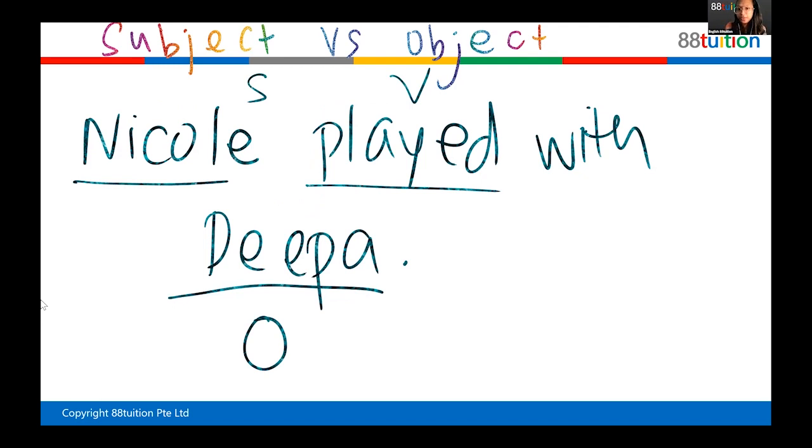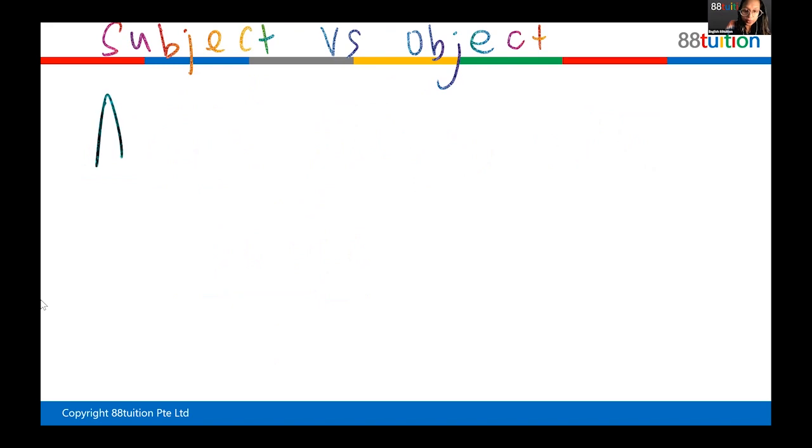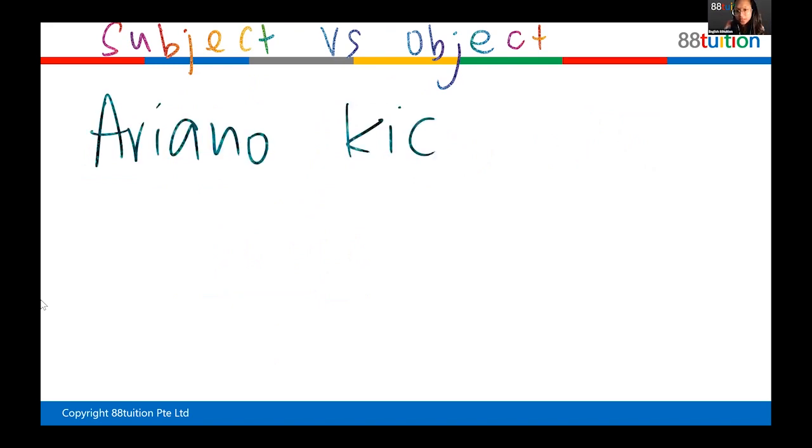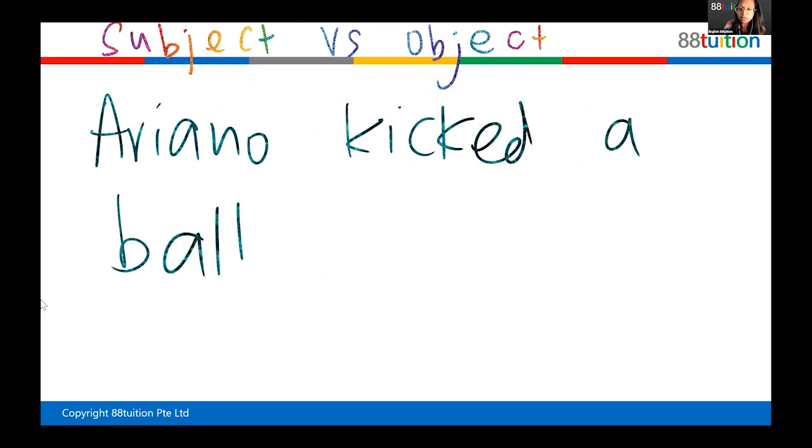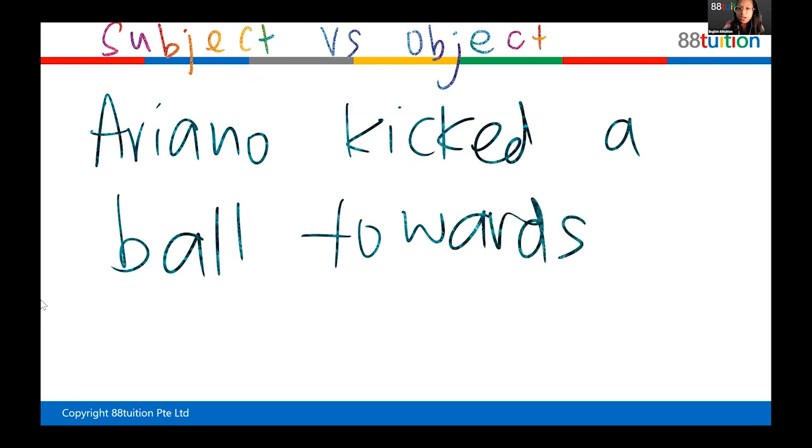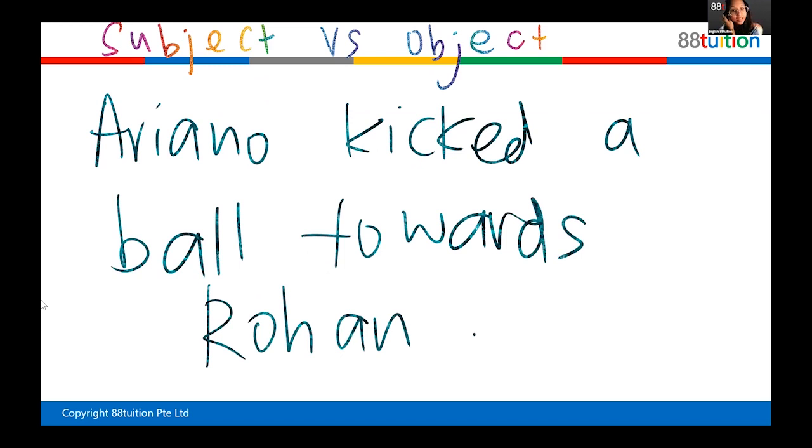I'm giving you another sentence. Let me see if you can tell me the answer. Ariano hit a ball towards Rohan. Can you tell me who is the subject in this sentence?